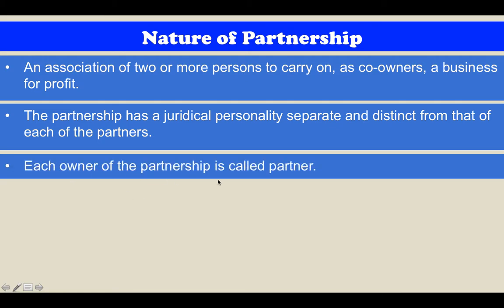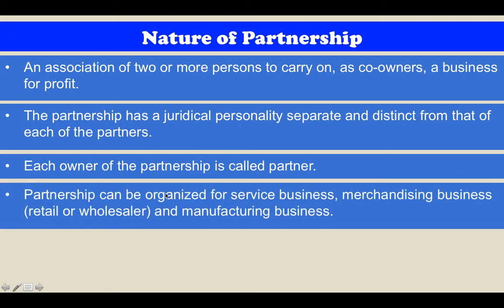Each owner of the partnership is called a partner. Okay? A partnership can be organized for a service business, a merchandising business, which can be retail or wholesale, it doesn't matter, and a manufacturing business. It means that in all types of business operations, you can form a partnership, whether it is service, merchandising, or manufacturing.